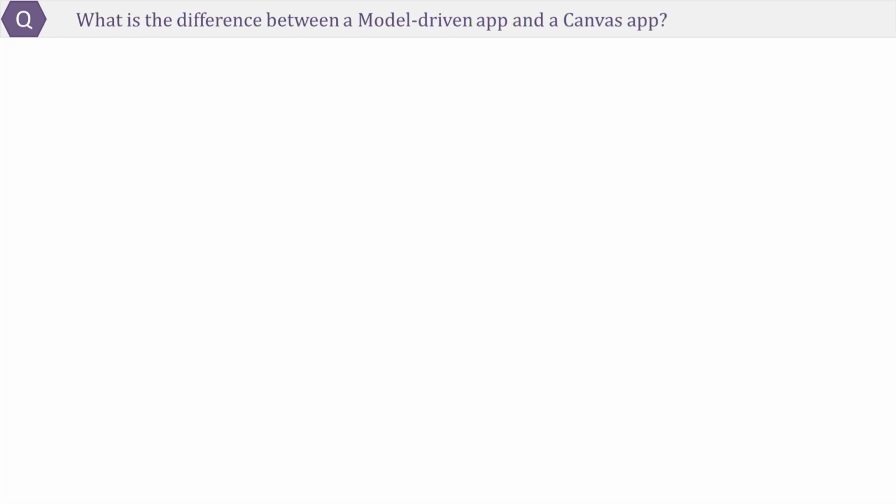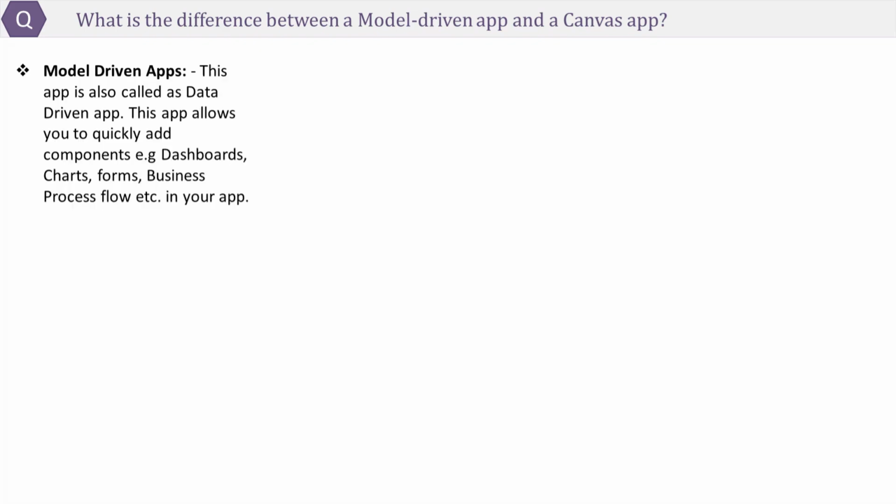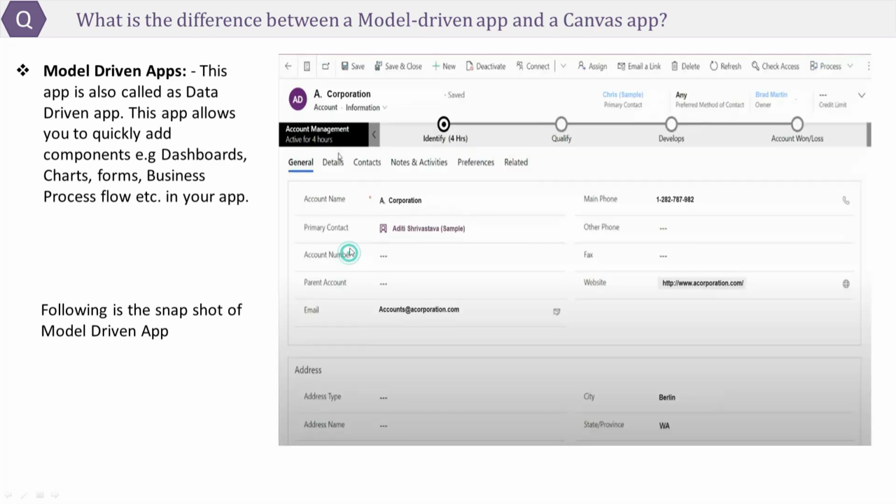The next question is, what is the difference between a model-driven app and a canvas app? Let's first discuss what a model-driven app is. As the name suggests, it is basically driven by a model, which is the database. This app is also called a data-driven app. It allows you to quickly add components, dashboards, charts, forms and business processes in your app. Following is the snapshot of a model-driven app.